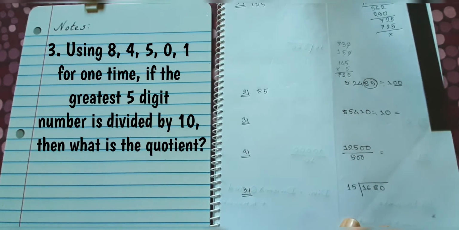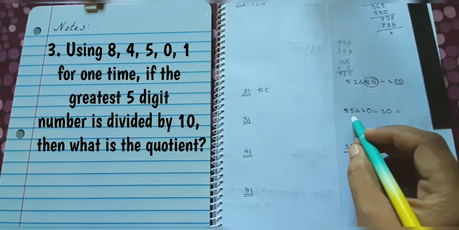The third question you can see over here is using 8, 4, 5, 0 and 1 only one time, make the greatest 5 digit number. On that time, if you divide it by 10, what would be the quotient? Remember, what would be the quotient? We are talking about the quotient first.